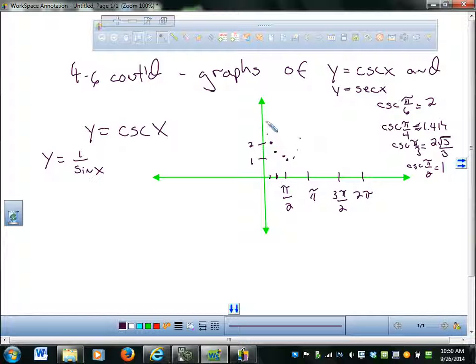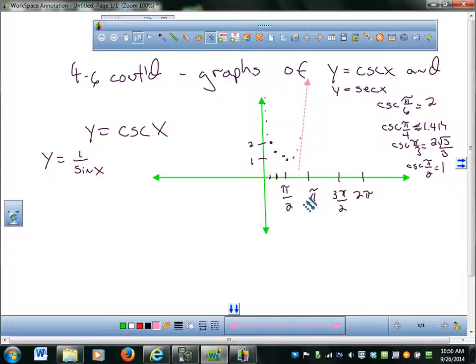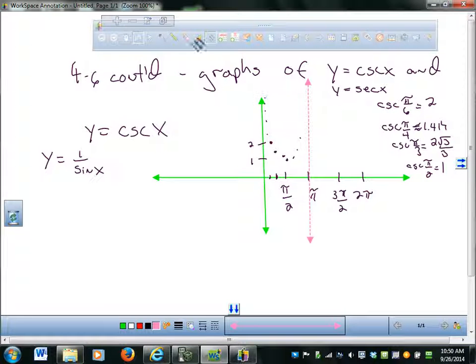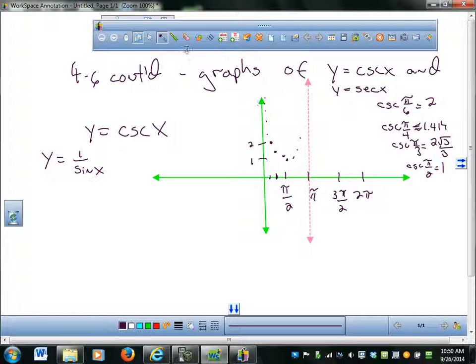And over here it's undefined, so it's going to get really, really big, because sine gets really, really small as it gets closer to 0, so the reciprocal of sine gets really, really big. So as you get close to pi and close to 0, what are those things called? Very good. You have those lines that they get close to, but they never touch. You have an asymptote there, and you have an asymptote here. And so what happens with y equals cosecant of x is you get a curve that looks kind of like this, going down like this.